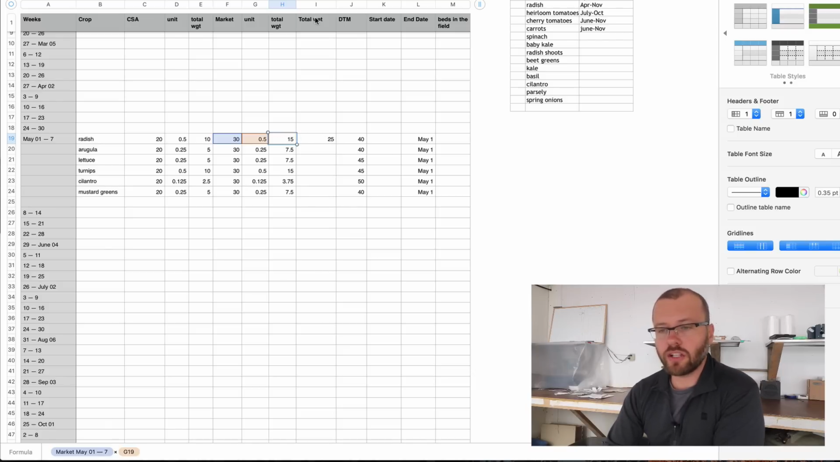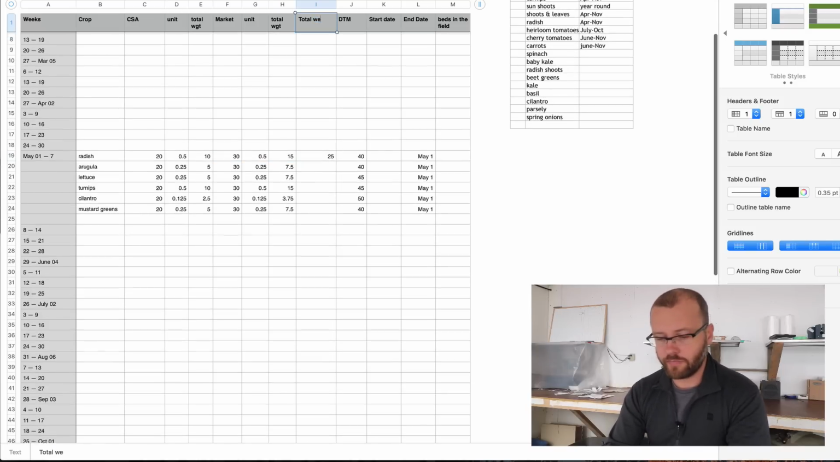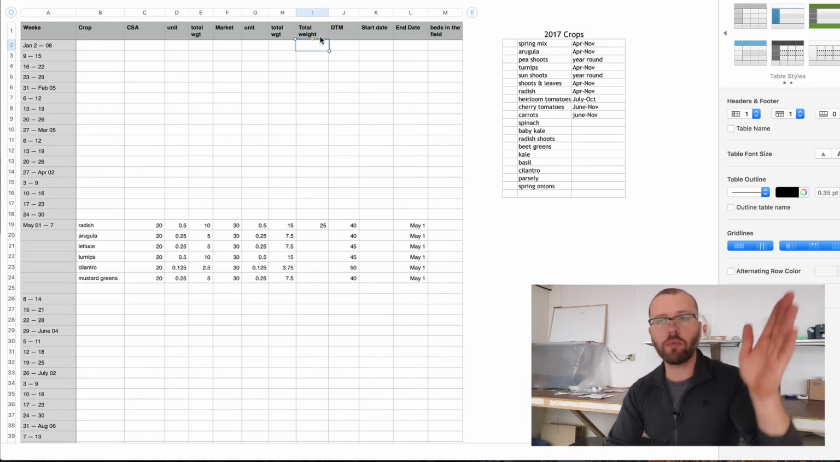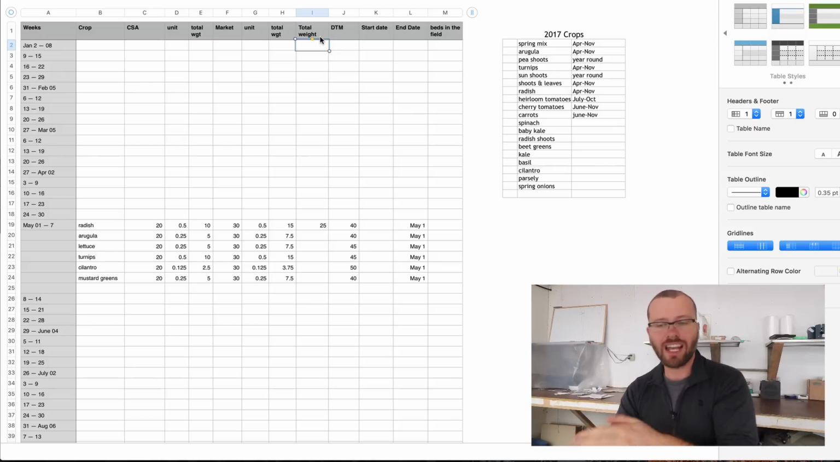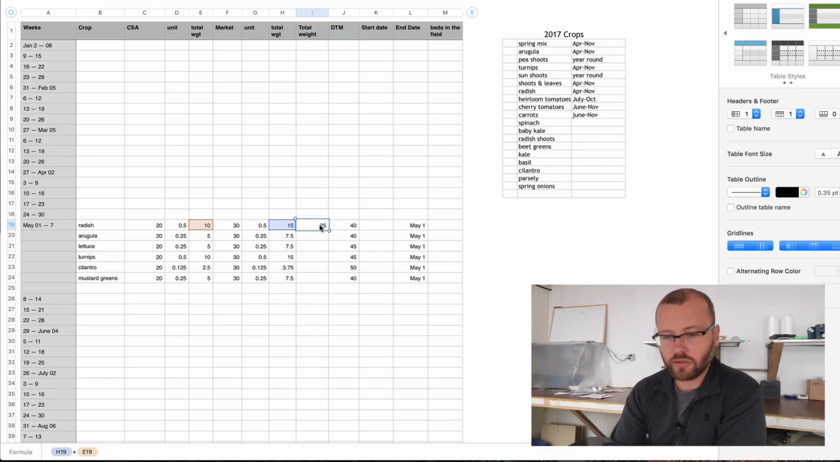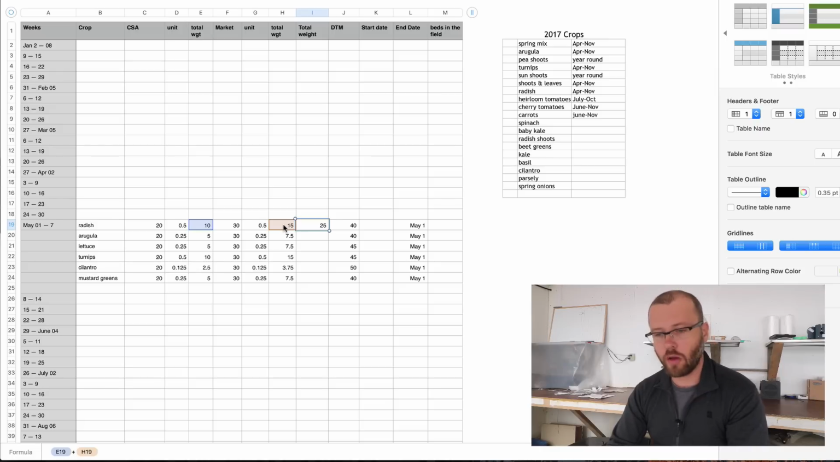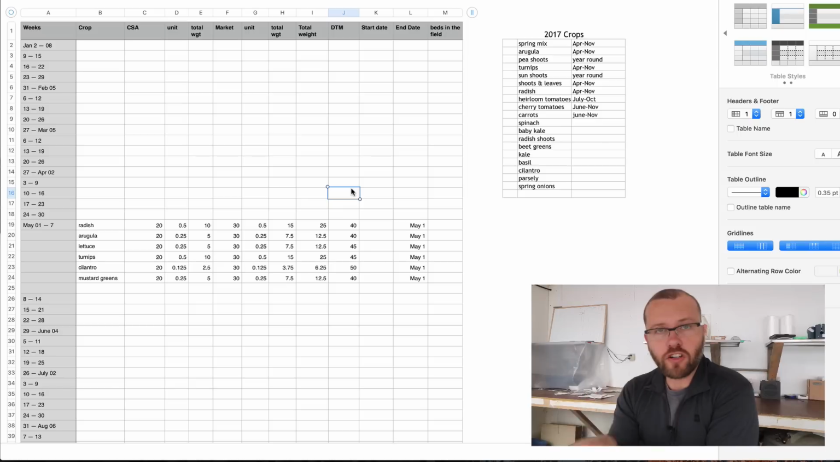So now I've got another column here that's the total weight, which is going to be the combination of the weight for the CSA products and the weight for the farmers market products. So I go equals total weight here plus total weight here. That gives me that, and then I can copy and paste this down here. So for first week of May, I know I want to have these crops available, and I'm going to need to have this much total weight for those crops available.